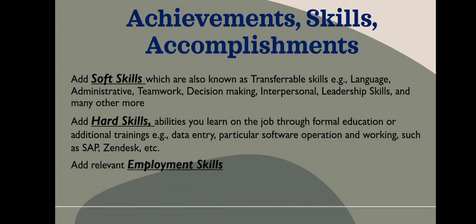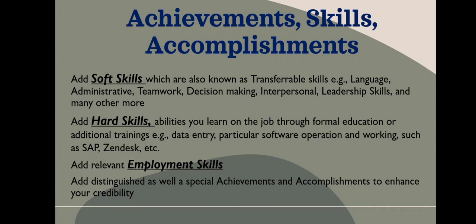Next, you have to add relevant employment skills. Employment skills vary from job to job. Like if you are a teacher, then employment skills would be more academic. If you are a sportsman, then your employment skills would be more athletic, and many other things that would count toward that particular job. So you have to add relevant employment skills as well, apart from soft skills and hard skills.